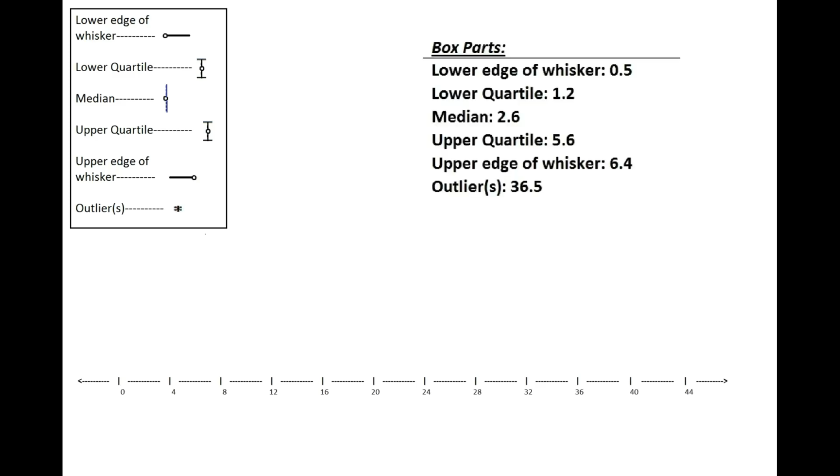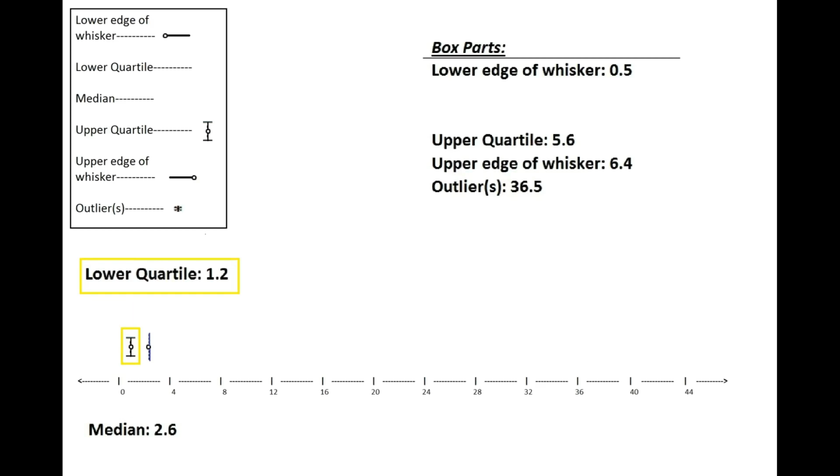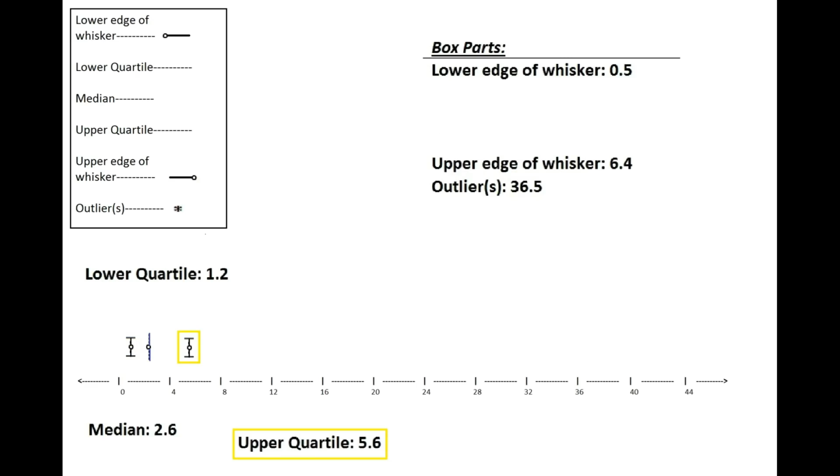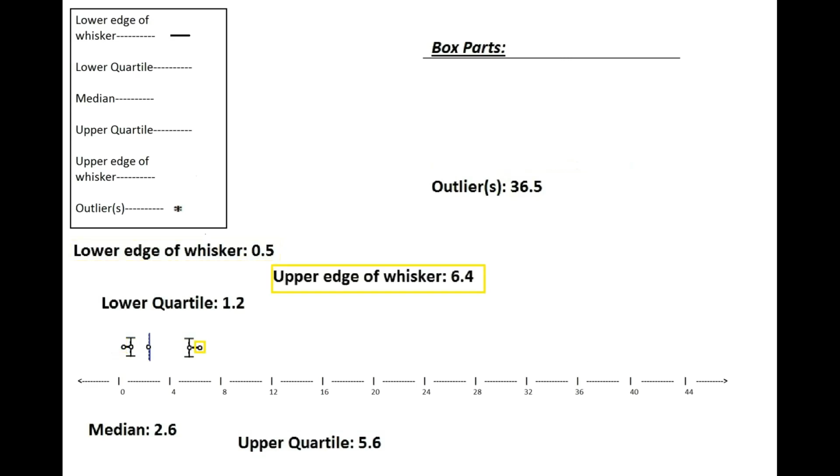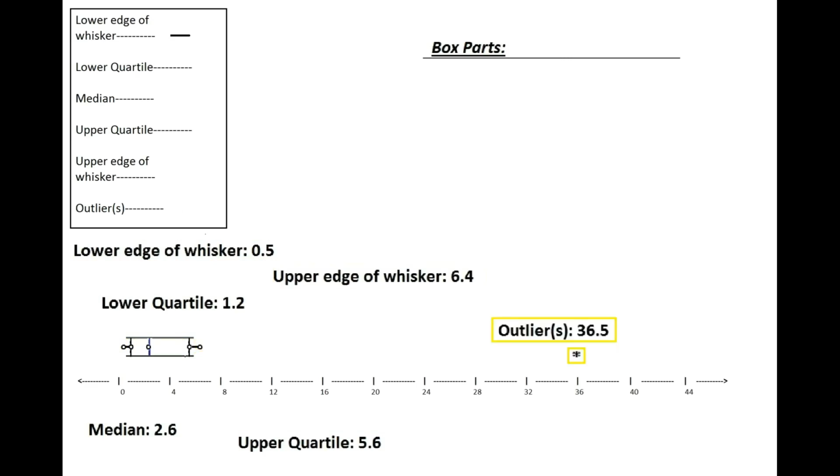So all right, here's our parts with all our numbers. And you'll notice the first thing I'm going to put down is the median at 2.6. And that's approximately where 2.6 sits, right there in that yellow. Now, let's move the lower quartile. There's our lower quartile at 1.2. All right. And let's move on. Upper quartile at 5.6. Now we have the lower edge of our whisker, 0.5. We have the upper edge of our whisker at 6.4. And our lonely outlier at 36.5. And you notice I filled in our box down there. So there's our box and our whiskers right there. And you notice I've labeled each one of those parts. And that's basically it. That's how you form a box plot.